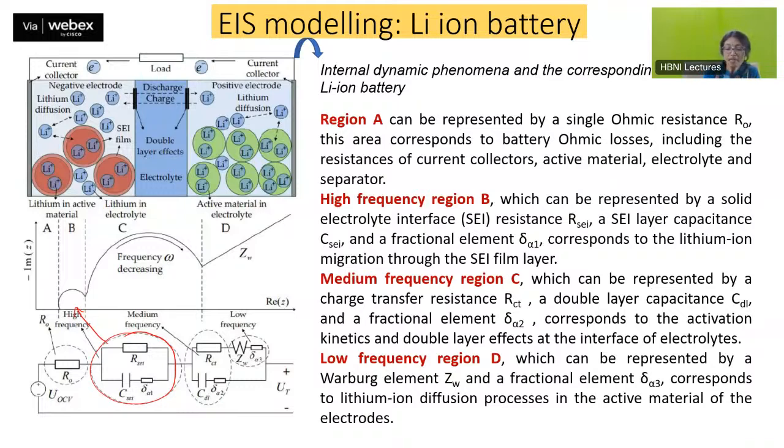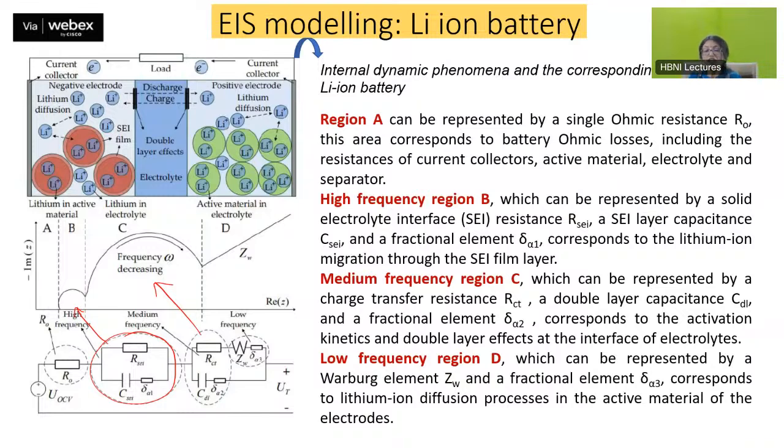Then you have a medium frequency region where you have a semicircle which has a much higher radius. The medium frequency region C is represented by the charge transfer resistance, which is RCT. In this case, a double layer capacitance is there, as you can see, the CDL. And then again, you have a very small fractional element, delta alpha 2. This corresponds to the activation kinetics and double layer effects at the interface of the electrolytes. So this equivalent circuit region corresponds to your medium frequency region C.